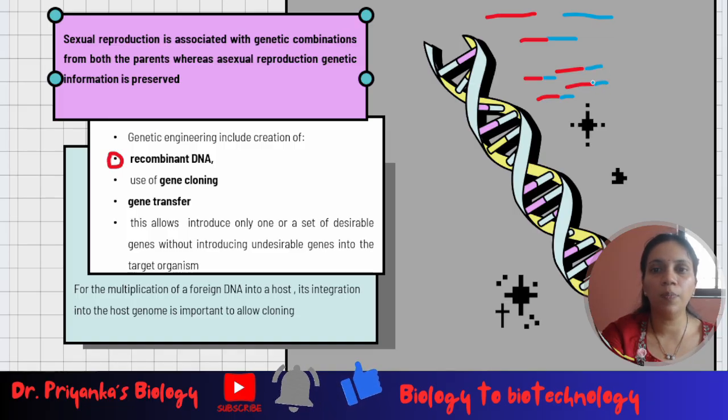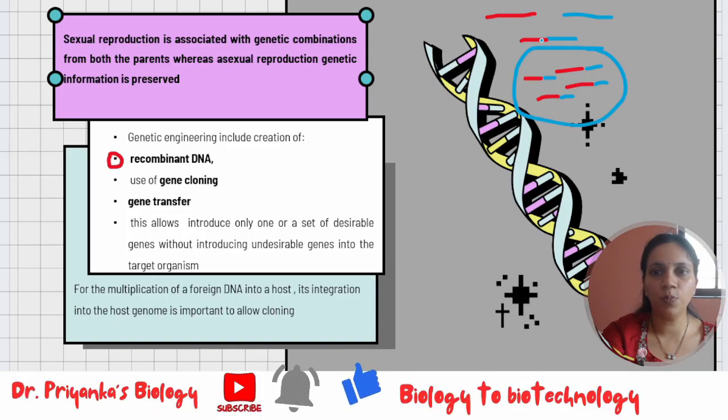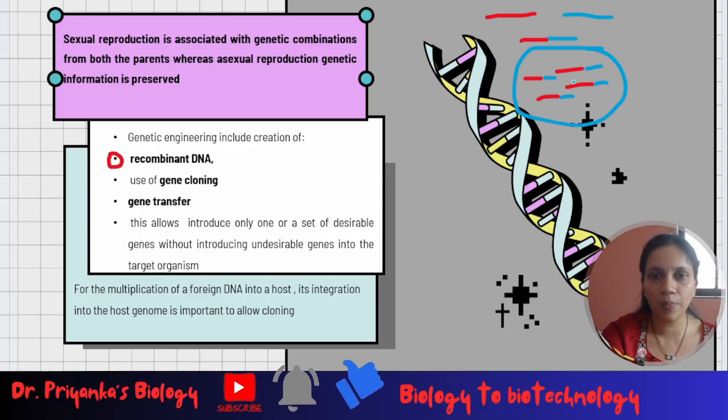So here what will happen? This particular thing, the recombinant DNA, has multiplied. There is increase in the number of copies. So what has happened? It has caused cloning. Identical copies have been produced. So this is called gene cloning.